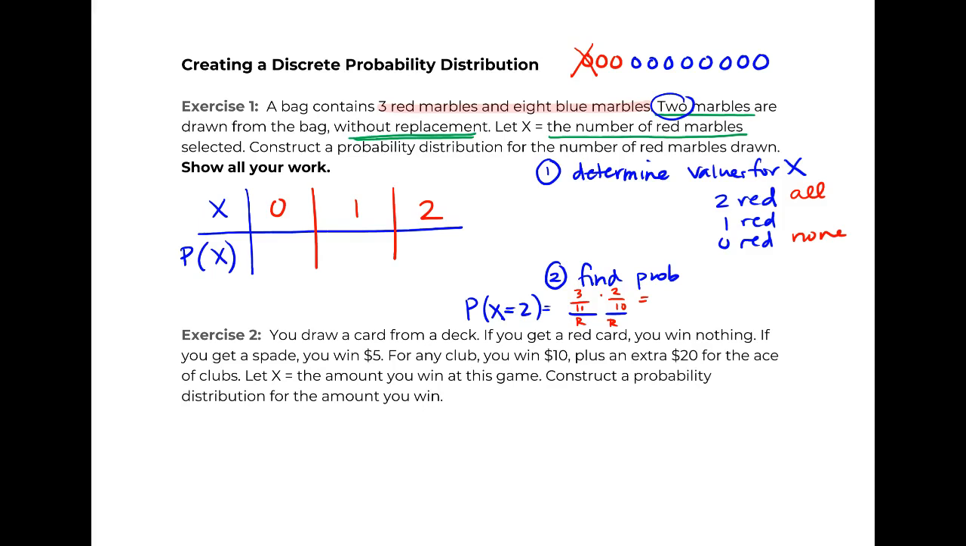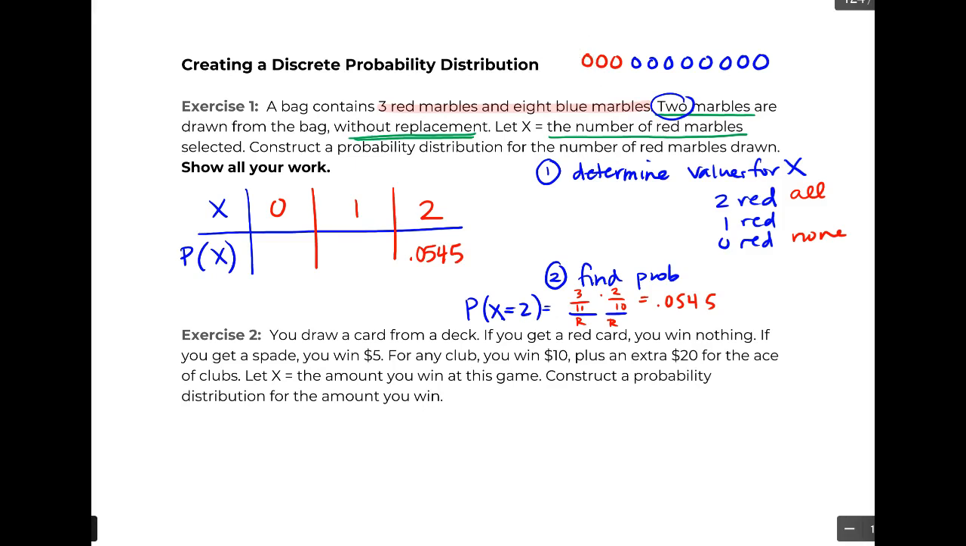I left my calculator over there. There we go. All right, so 6 divided by 110, we have 0.0545. And you could obviously leave this as a fraction in your distribution here. That's completely fine. Oh, that's the 2. Oops. And it makes sense that this is very unlikely considering we had a lot more blue marbles than red.